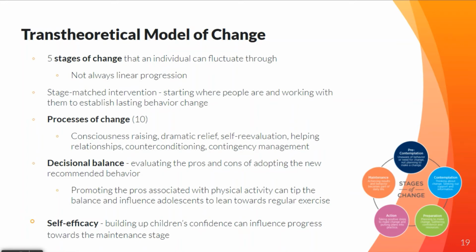Examples include consciousness raising, dramatic relief, self-reevaluation, and counter-conditioning. There are also 2 other constructs called decisional balance, which is similar to expected net gain, where you evaluate the pros and cons of adopting a new recommended behavior. And then we also have self-efficacy, which is a pretty common construct. With this, you would build up the child's confidence to influence progress towards a maintenance stage.